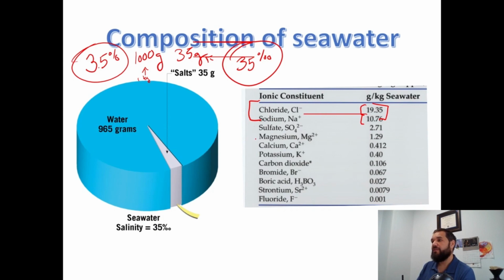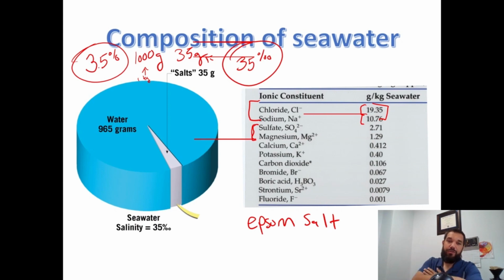Another one is magnesium and sulfate. In case you don't know what magnesium sulfate is, actually probably you have heard of this before. Magnesium sulfate is Epsom salt. So it's the same salt that athletes will soak their muscles in, like taking a hot bath, things like that. Another thing that it's used for is a laxative.